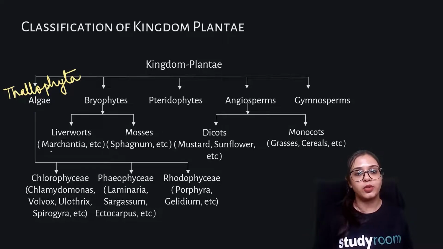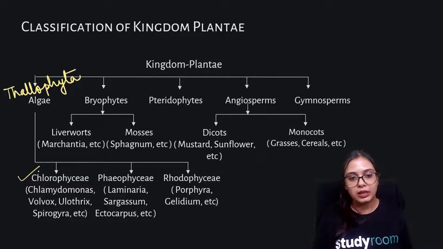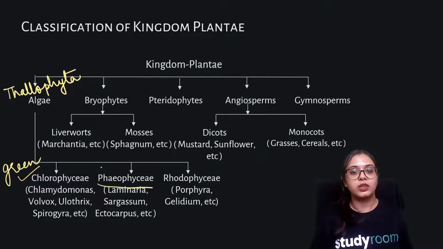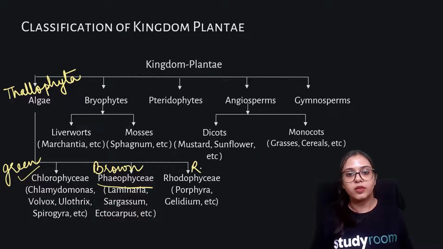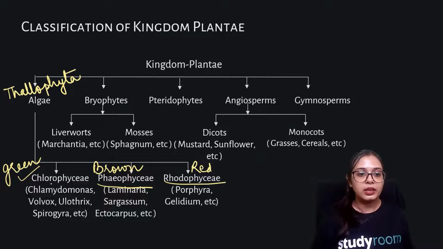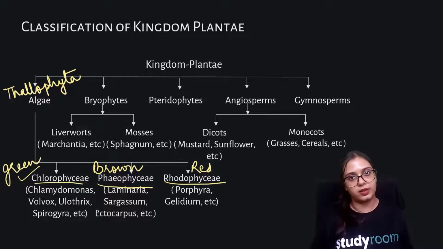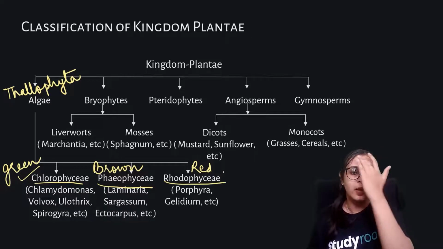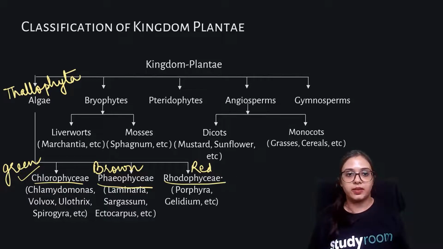Algae can be divided into chlorophyceae, that is the green algae; Phaeophyceae, this is your brown algae; and rhodophyceae, this is your red algae. These are all thallophytes. Green algae, example Chlamydomonas, Volvox, Ulothrix, Spirogyra, etc. Brown algae, example Laminaria, Sargassum, Ectocarpus, etc. Rhodophyceae, that is your red algae, example Porphyra, Gelidium, etc.